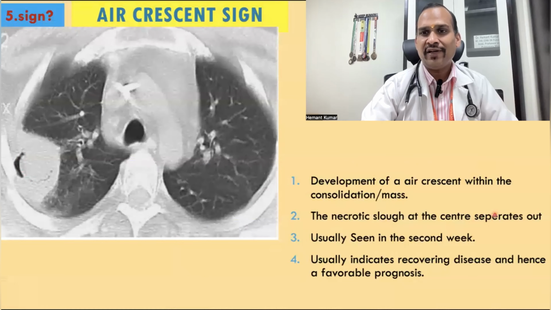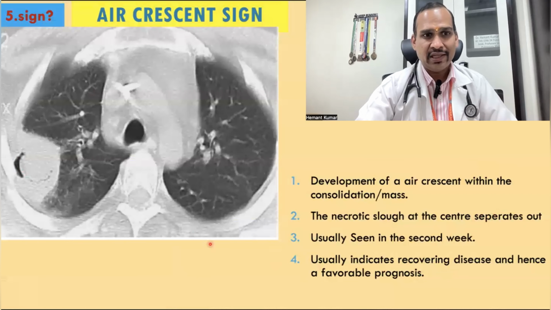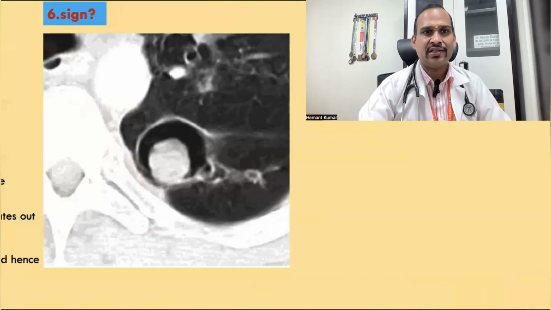The necrotic slough at the center separates out, usually seen in the second week, and it indicates recovering disease because the necrotic part is coming out. Hence, this is a favorable prognosis. This is the air crescent sign.